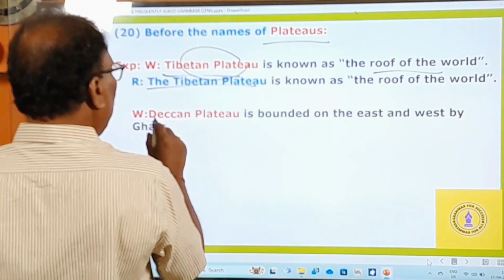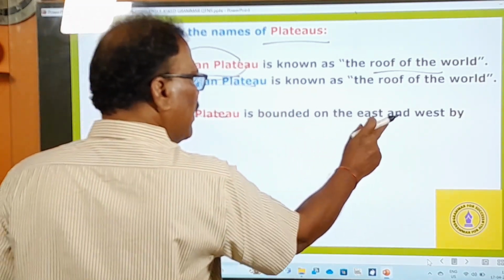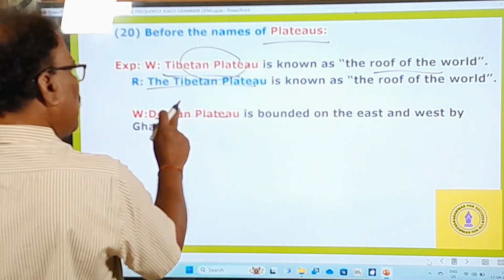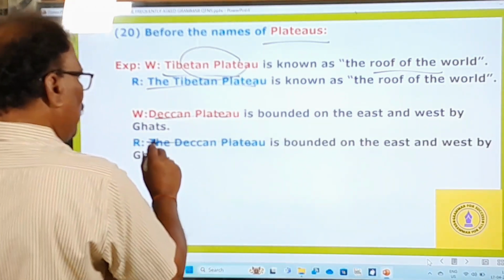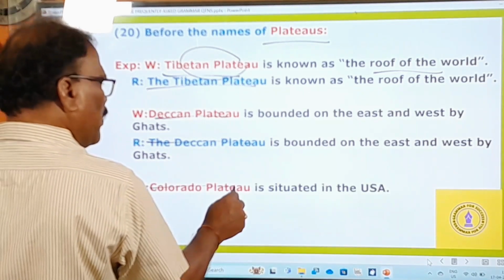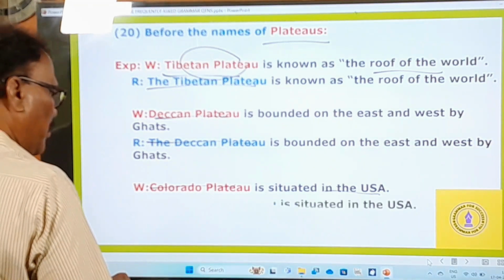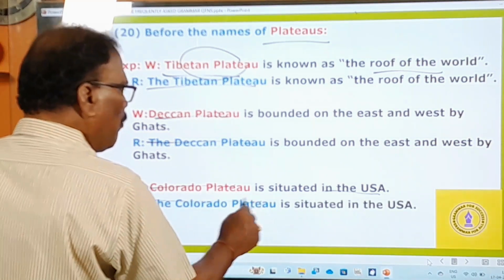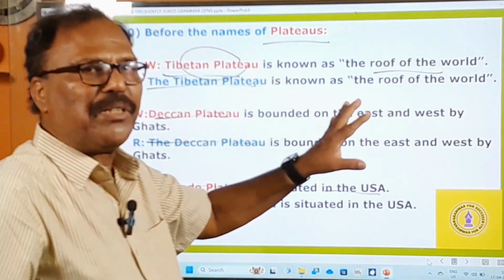And one more example, Deccan Plateau, okay, the Deccan Pita Bhumi is bounded on the east and west by Ghats. You cannot simply say Deccan Plateau. We have to say the Deccan Plateau. The Deccan Plateau, right? And last example is the Colorado Plateau is situated in the USA, right? Colorado Plateau, you cannot say, you have to say the Colorado Plateau. So in this way, before the names of plateaus, there are so many plateaus in the world.